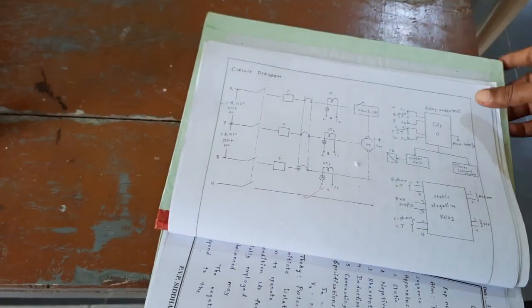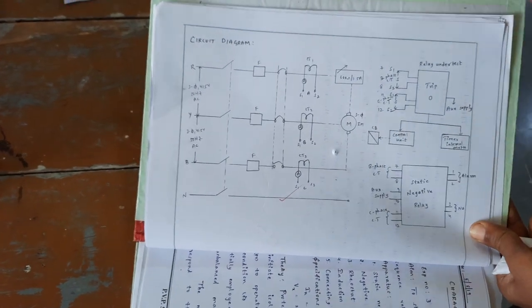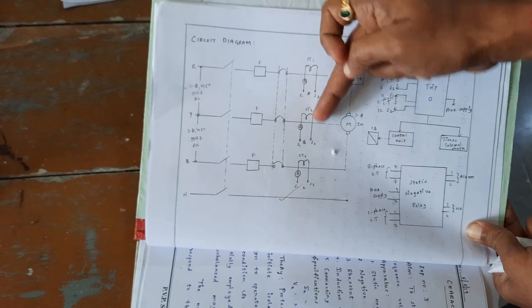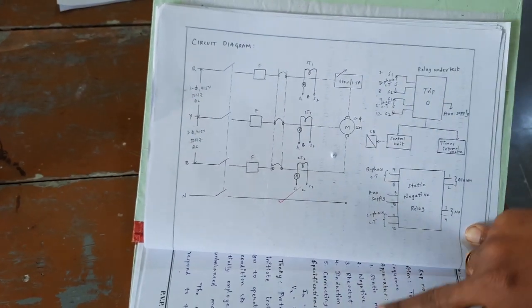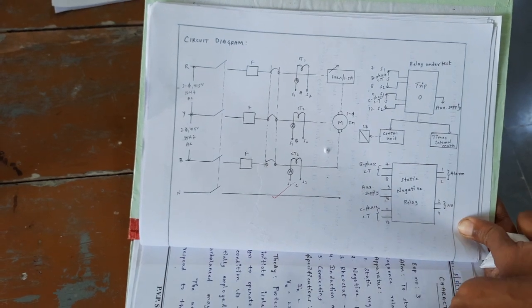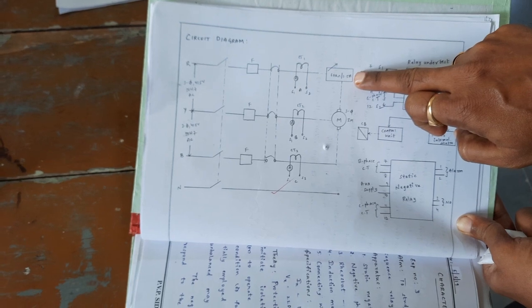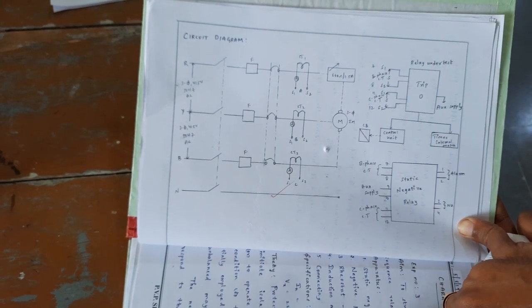Then this is the circuit diagram of the experiment we are going to do. We are connecting the circuit starting from the three-phase supply. Here CT1, CT2, CT3 will be there, then the fuse and the motor. The induction motor of 415 volts, 1.5 amps will be connected here. In between we are connecting a rheostat of 600 ohms and 1.5 amps.